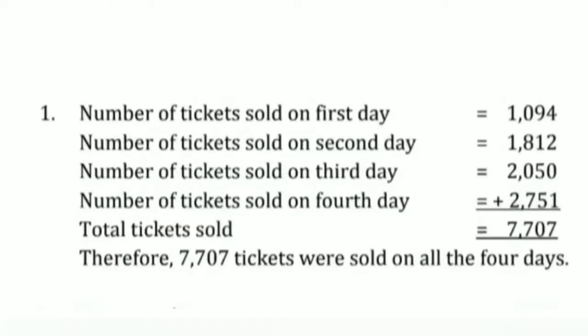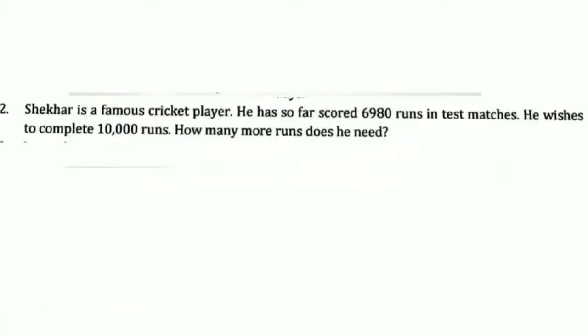Let's see the solution. Number of tickets sold on first day is equal to 1094. Number of tickets sold on second day, 1812. Number of tickets sold on third day, 2050. Number of tickets sold on fourth day, 2751. Total tickets, 7707. Therefore, 7707 tickets were sold on all the 4 days.